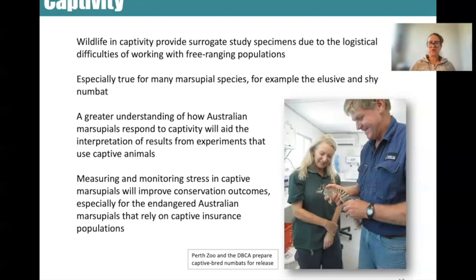This, as well as measuring and monitoring stress in captive marsupials, will help to improve conservation outcomes. And obviously this is especially so for those marsupial species that rely on captive insurance populations.